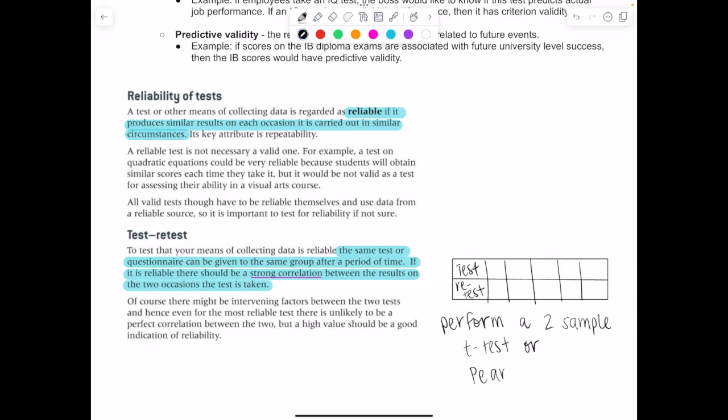Or a Pearson's correlation coefficient to get an R value. So you'd be looking at whether or not those two, the test and the retest, have a strong correlation.